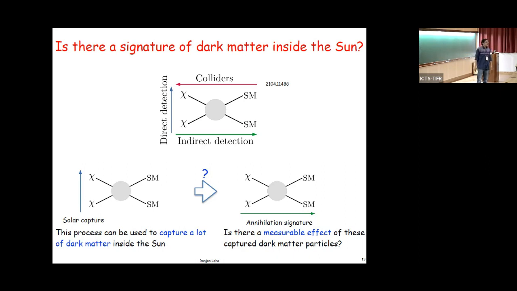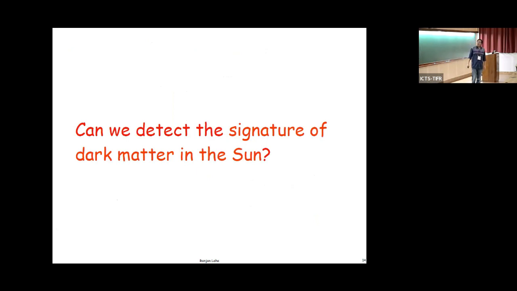So these dark matter particles, which are captured inside the sun, as I said, there's a lot of dark matter inside the sun, 10 to the power minus 17 solar mass. I mean, you obviously scale with mass and coupling, but at least that's a rough number you can think of. These dark matter particles are concentrated inside the sun, in fact near the core of the sun. This is something you can show. They can annihilate and produce various standard model particles. So the question is, is there a measurable effect of these captured dark matter particles? Or in other words, can we detect the signature of dark matter inside the sun?